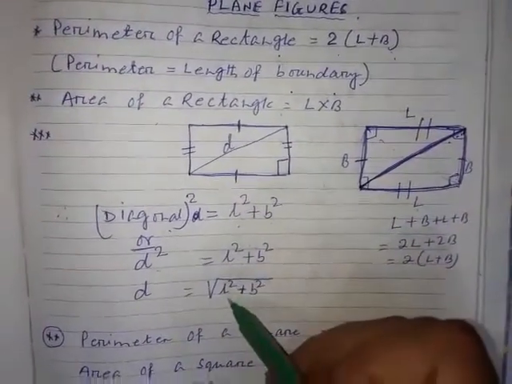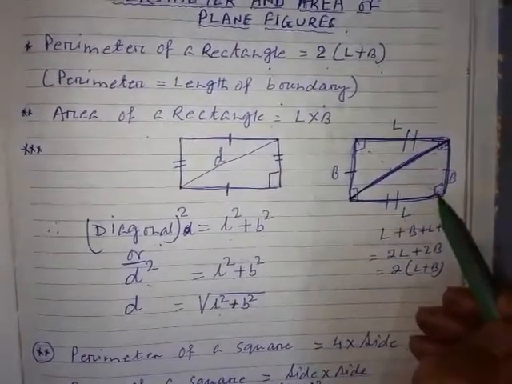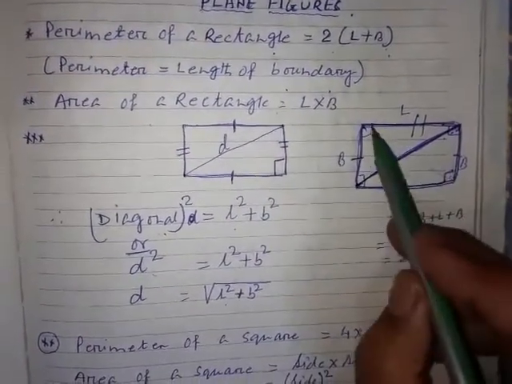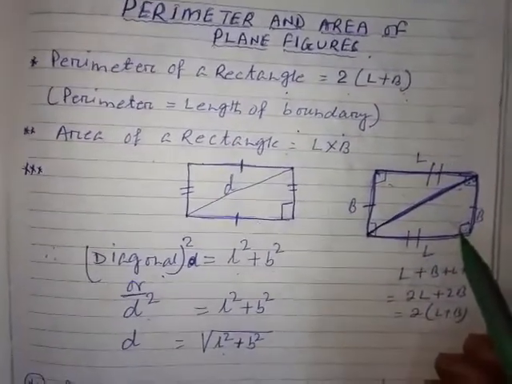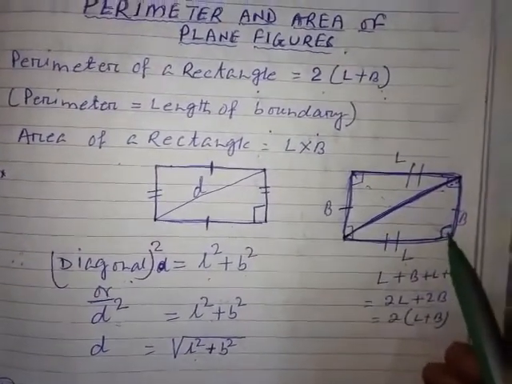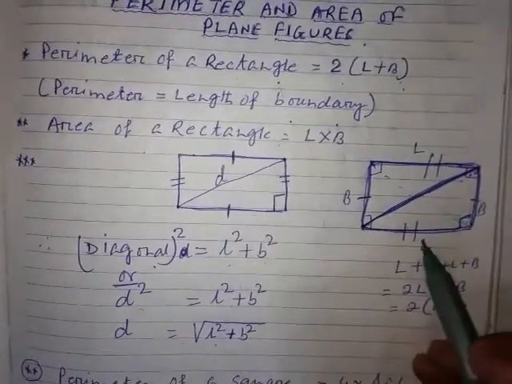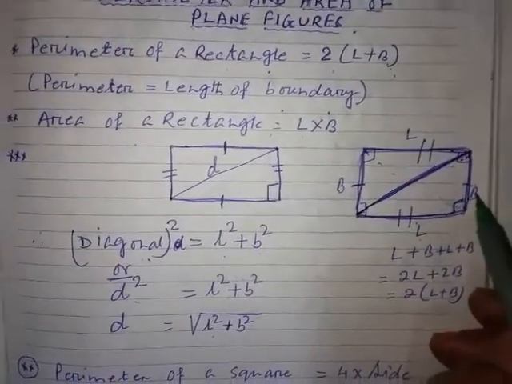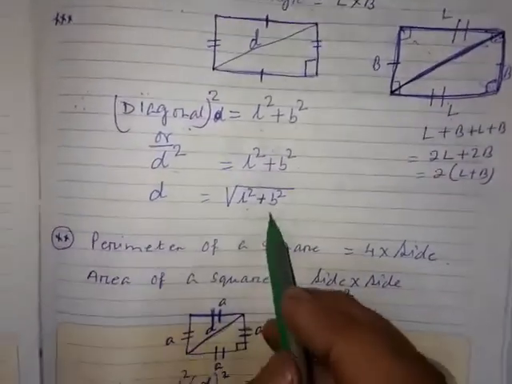Then I told you the formula, and how this formula comes I explained in this right angle triangle. In the beginning I told you a rectangle is one whose opposite sides are equal and all the angles are 90 degrees. So if I take one triangle, it has a 90 degree angle, and the side opposite the 90 degree angle is called the hypotenuse. Hypotenuse square equals base square plus height square as per Pythagoras theorem. Like that I got how to find D.